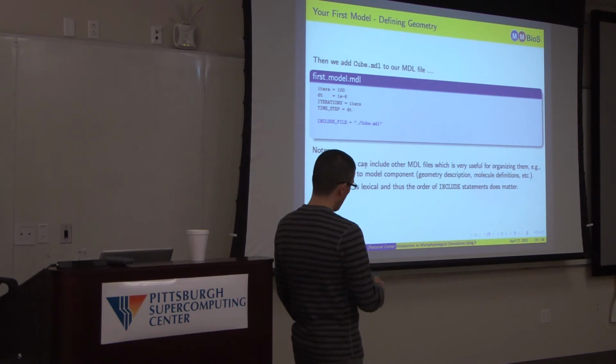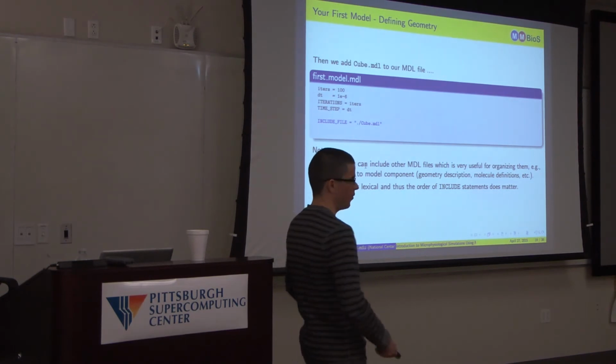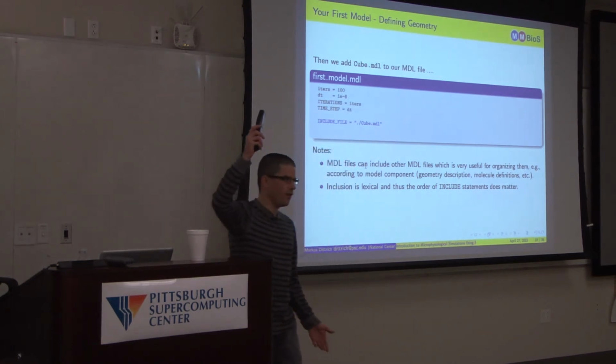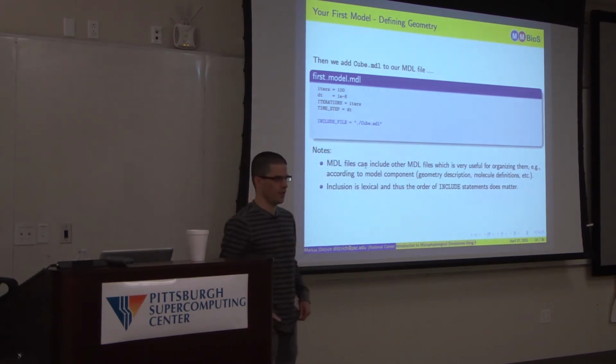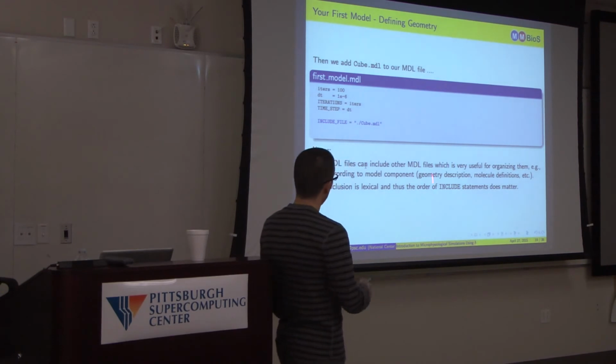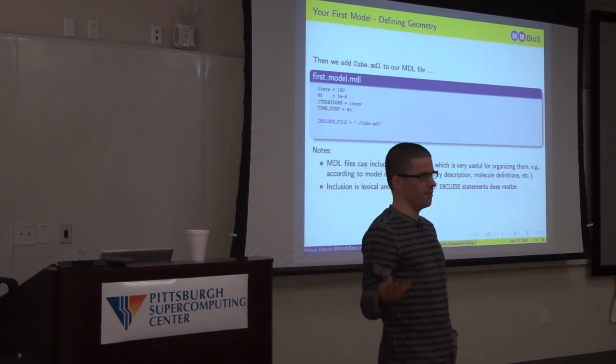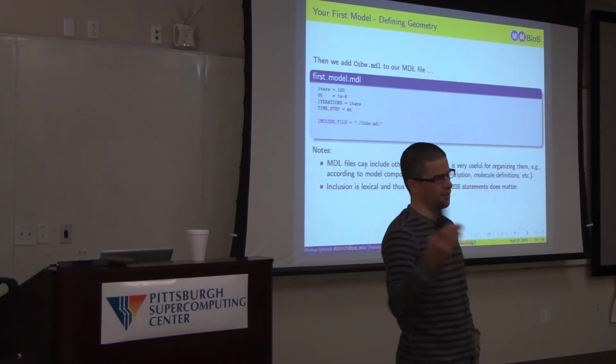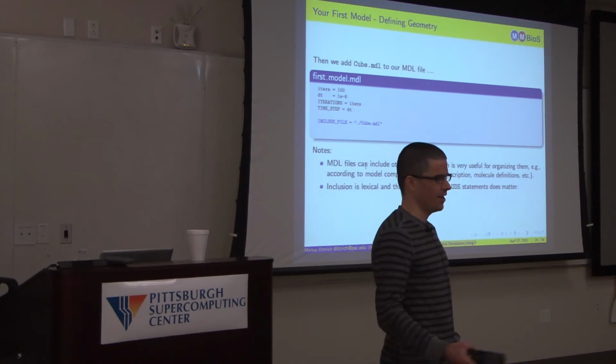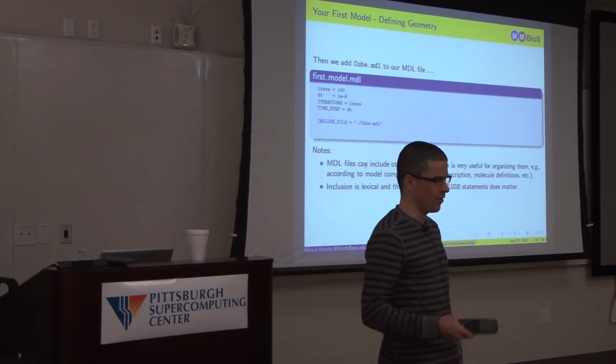And so this is the next concept that's quite useful in MDL, that you don't have to have one gigantic MDL file. You can actually split it into pieces, and you can include them into a main MDL file. That's typically what we do. So you would have an MDL file that contains all your geometry, an MDL file that contains all your reactions, an MDL file that contains all your molecule definitions, and so forth.